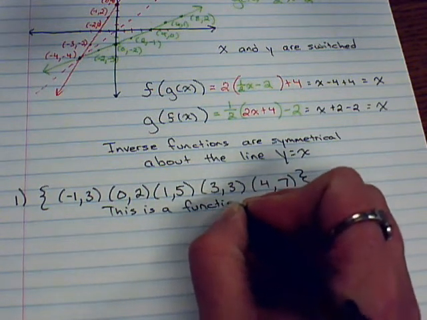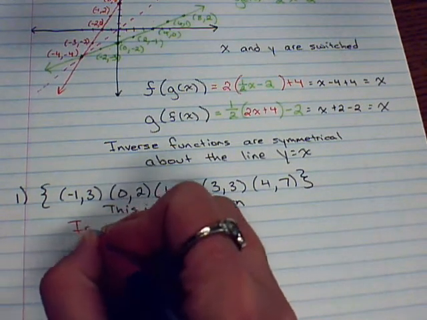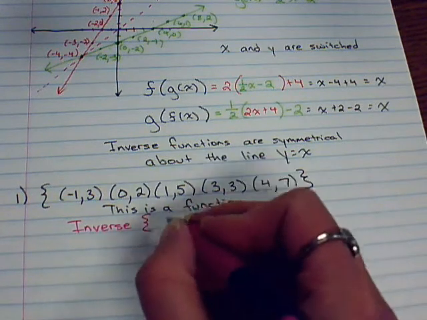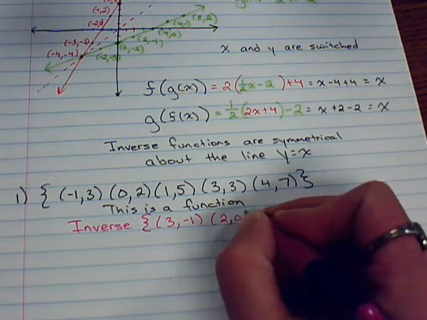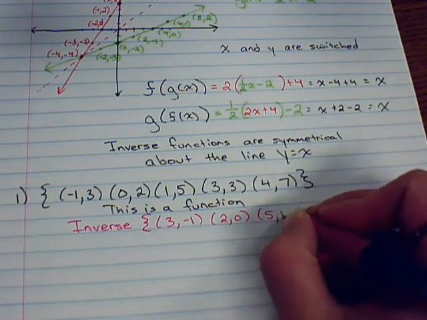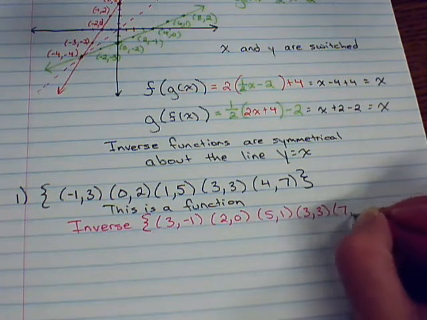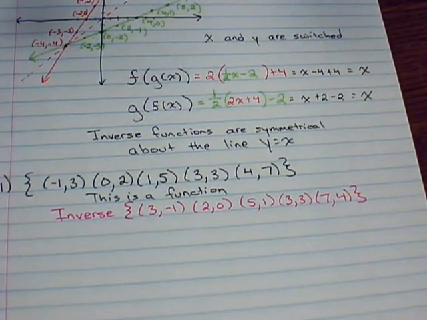The inverse of that is found by switching the x and y. So the inverse would be the set of points 3, -1, 2, 0, 5, 1, 3, 3, 7, 4. Is this a function?